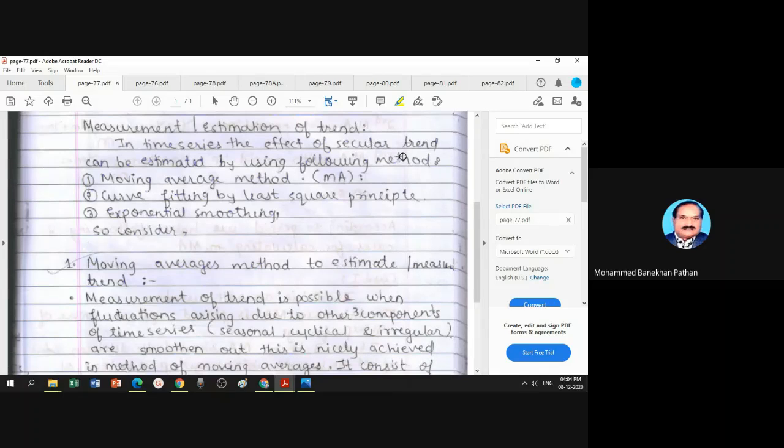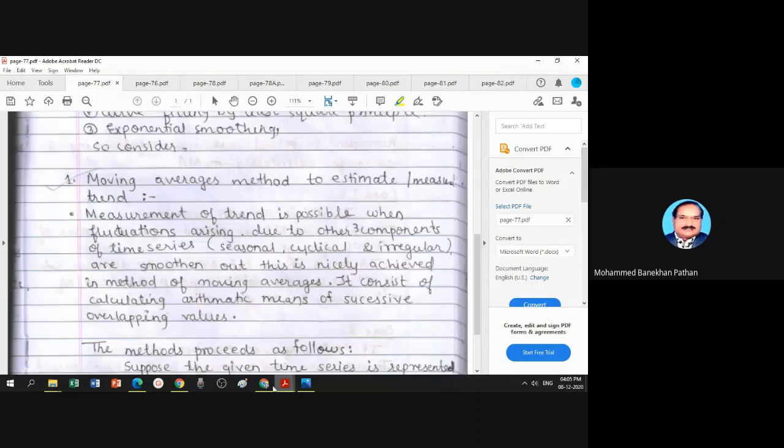In time series, the effect of secular trend can be estimated by using following methods. As per syllabus, we have three methods to estimate value of trend, that means capital T. First method is known as moving average method, abbreviated as capital MA. Second method is method of least square, by fitting a curve, by fitting a straight line to the values of time series, we decide the effect of trend. Third method is under the heading of exponential smoothing. Let us see first method and then we'll proceed ahead.